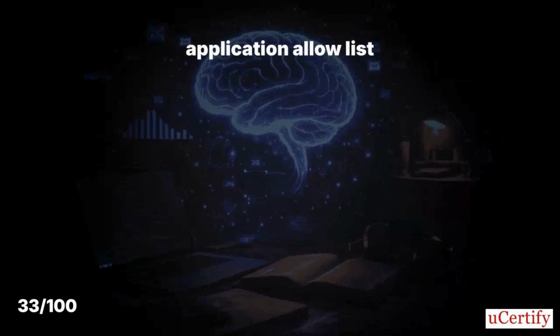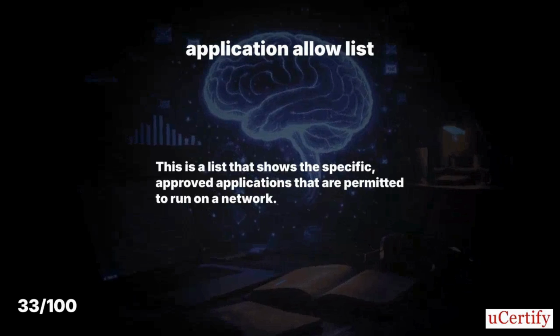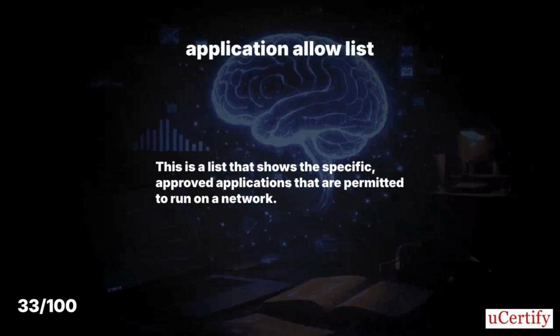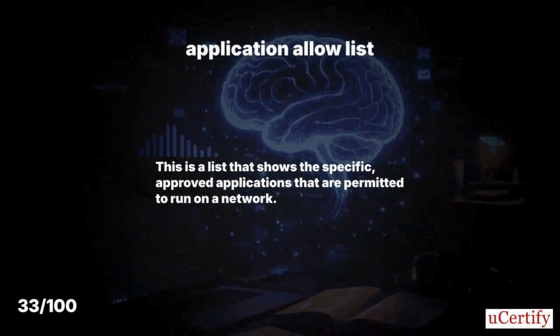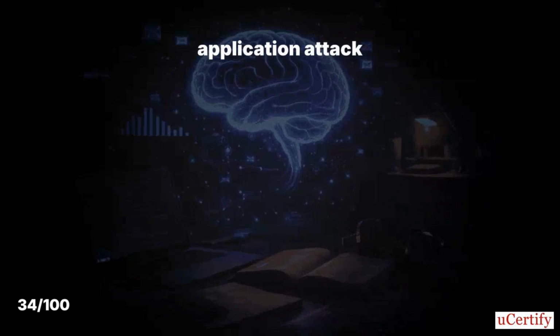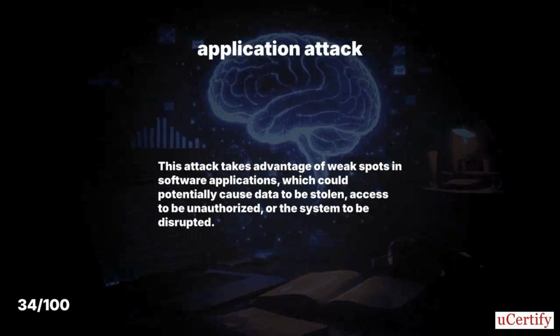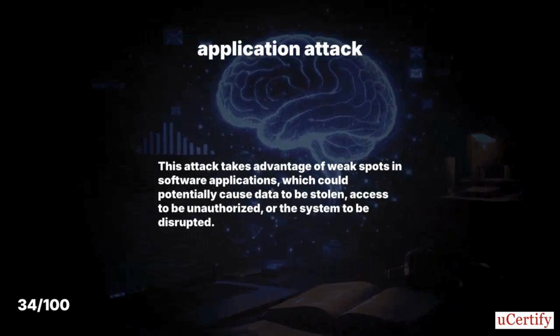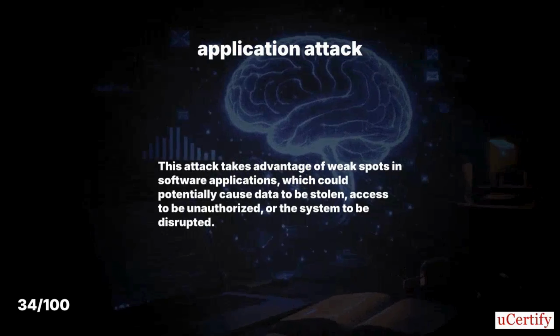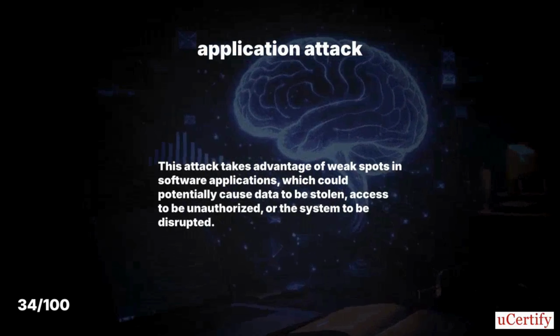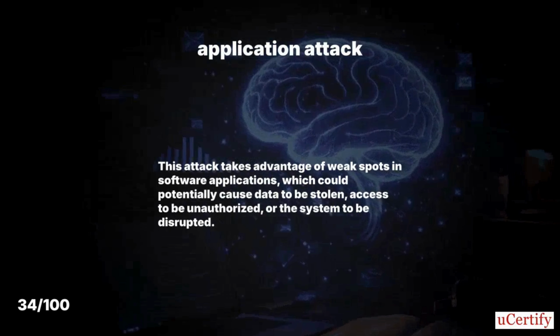Application Allow List. This is a list that shows the specific approved applications that are permitted to run on a network. Application attack. This attack takes advantage of weak spots in software applications, which could potentially cause data to be stolen, access to be unauthorized, or the system to be disrupted.